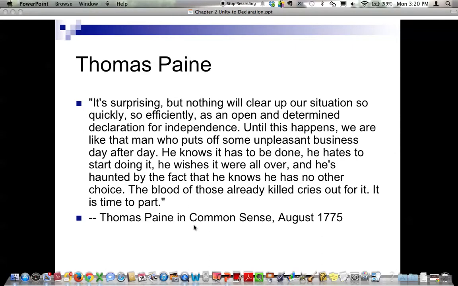So this says, it's surprising, but nothing will clear up our situation so quickly, so efficiently as an open and determined declaration for independence. Until this happens, we are like that man who puts off some unpleasant business day after day. He knows it has to be done. He hates to start doing it. He wishes it were all over, and he's haunted by the fact that he knows he has no other choice. The blood of those already killed cries out for it. It is time to part. So Thomas Paine, writing his famous lines in the pamphlet Common Sense, that was in August 1775.